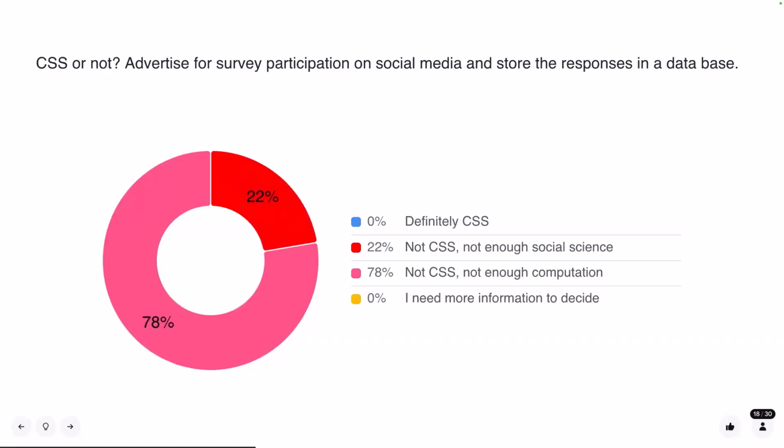So yeah, very interesting. It seems that the consensus that's building so far is that it's not CSS because there's not that computational element. And I'd also probably have to agree with that. If you remember on a previous slide, we talked about how CSS is not just using digitized versions of traditional survey methods. There is no clear line between how much computation is enough computation, but you have to ask yourself, if you can do your research without digital tools, then it's probably not computational social science.